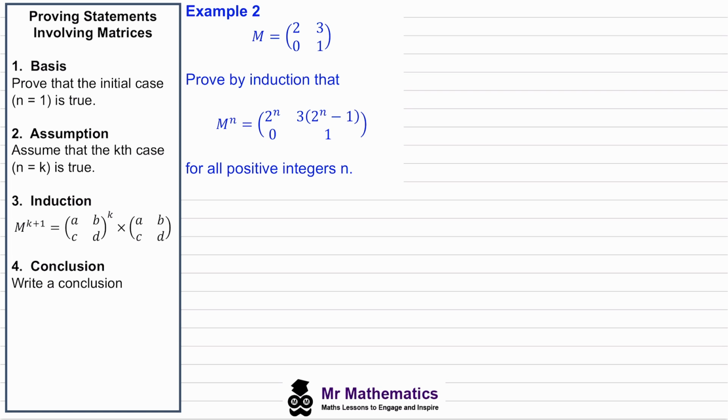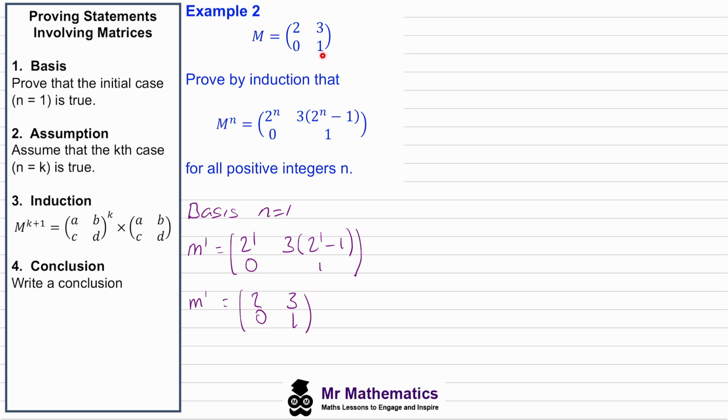Okay, so welcome back if you had a go. So we'll begin by writing our basis, and this is when we let n equal 1. So we've got M to the 1 will equal, we'll substitute 1 in here and here. So 2 to the 1, 0, and then 3 lots of 2 to the 1 minus 1, and then 1. We can simplify this as 2 to the 1 is just 2. 2 to the 1 minus 1 is 2 take away 1, so 1 times 3 just gives us 3, and then the 1. So we can see that M to the 1 is exactly the same as what we have here. So we've shown that this is true when n equals 1.